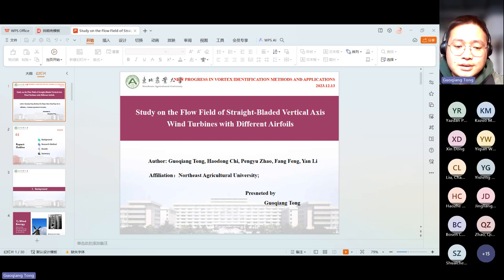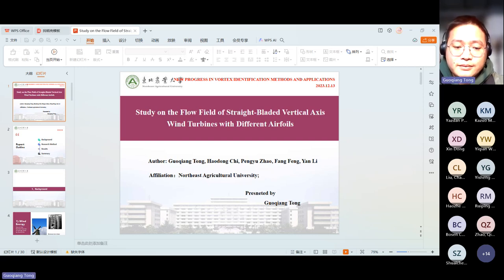In the most recent decades, the energy industry has witnessed a phenomenal worldwide increase of wind energy harnessed by wind turbines. A wind turbine, also known as a windmill, is an energy conversion device that converts wind energy into mechanical, electrical, or thermal energy. According to the relative position of the rotor shaft to the ground, they can be divided into horizontal axis wind turbines and vertical axis wind turbines. According to the working principle, they can be divided into lift-type wind turbines and drag-type wind turbines.